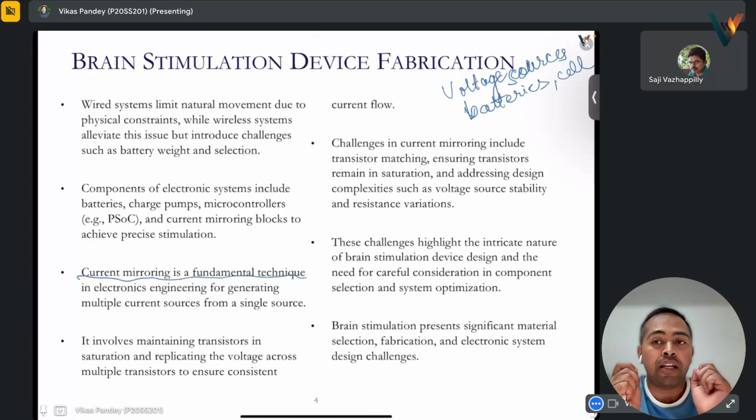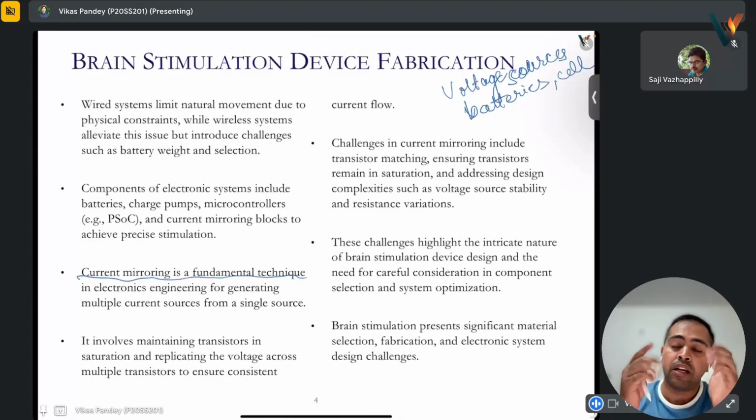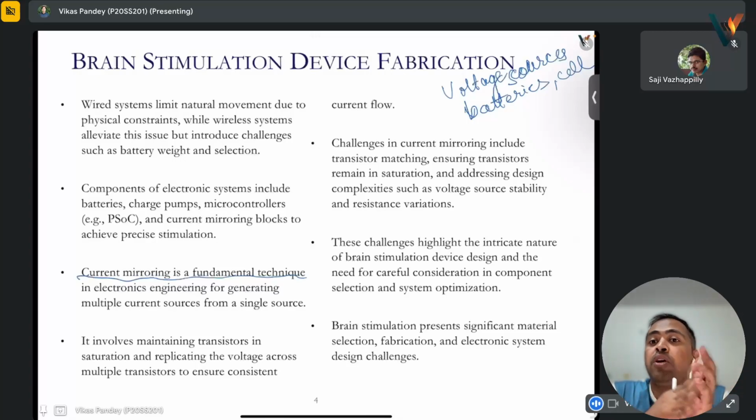But in this case, as we discussed, we want constant current sources. So we use a technique called the current mirroring technique. What it does is that it creates a current flow in one.